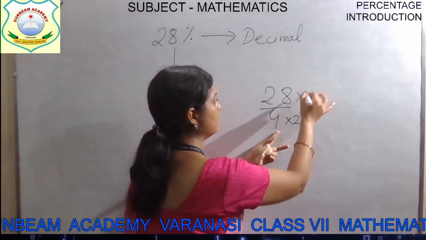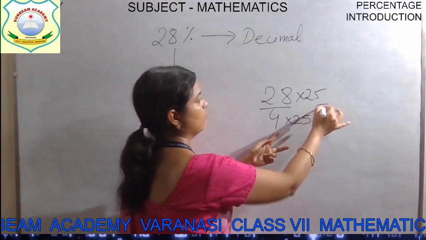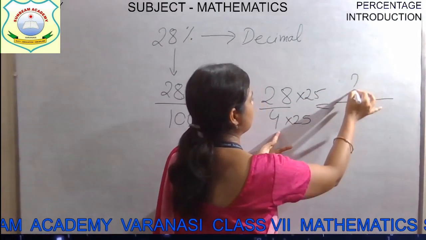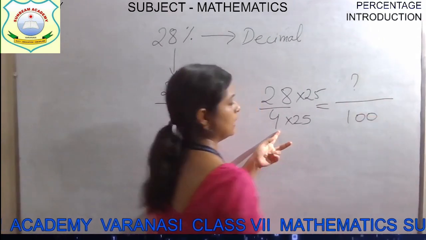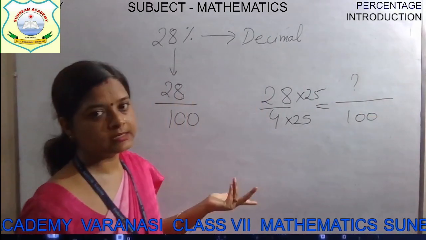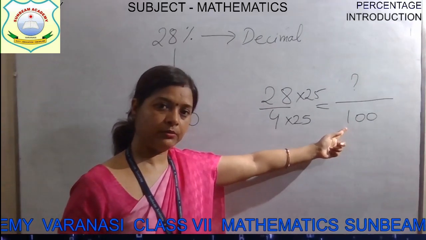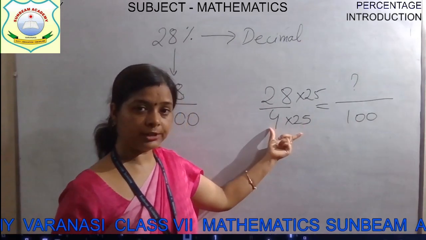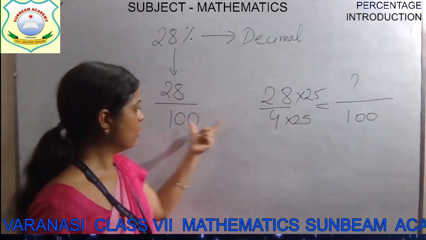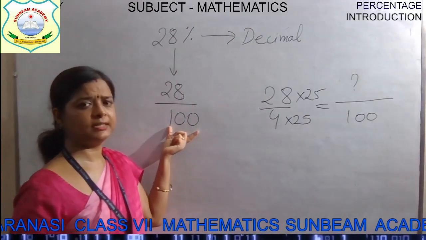So the same number we have to multiply here. And whatever answer will come in the numerator, it will be by 100. And then easily you can convert this value into a decimal value. So either convert it into 10 or 100 or 1000, or if you already have it, then do it directly.